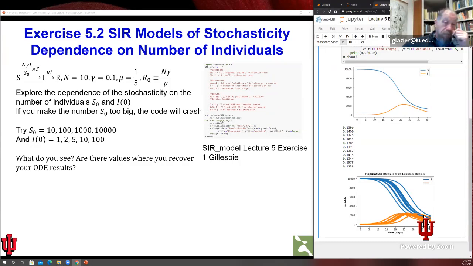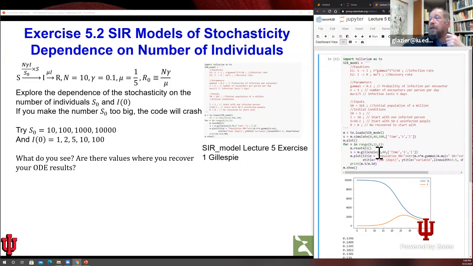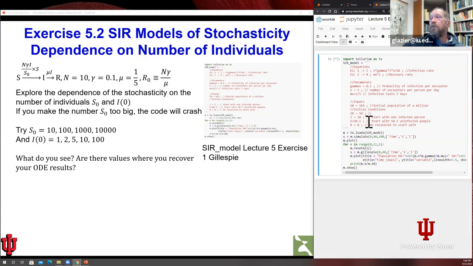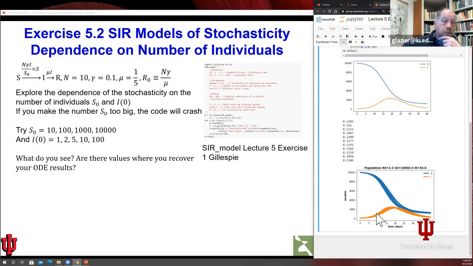So going to 10 to the 4th individuals doesn't necessarily mean you're not stochastic. You could ignore the stochasticity. Let's see what happens if I increase my number of I naughts. Start with 50 infected individuals. Now my variation is much smaller. There's still some, but I have almost a uniform number of people infected at the end.